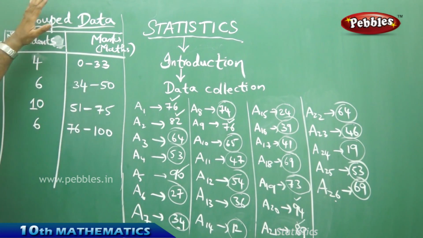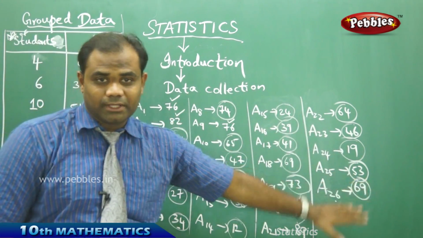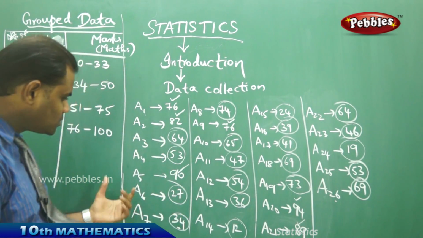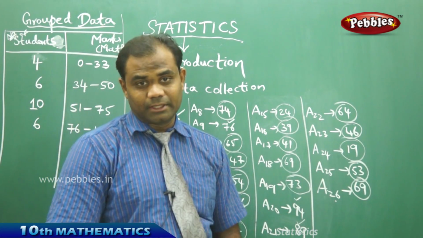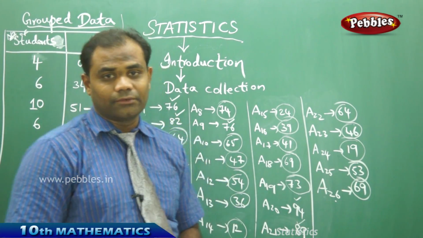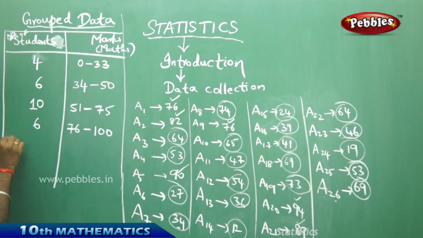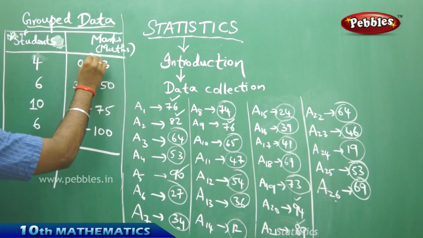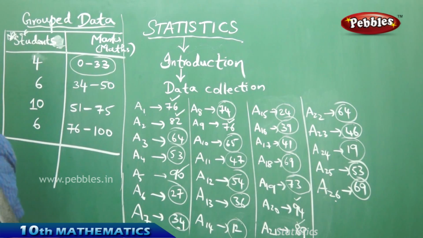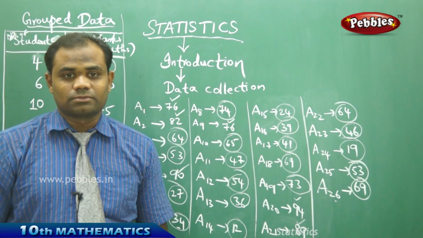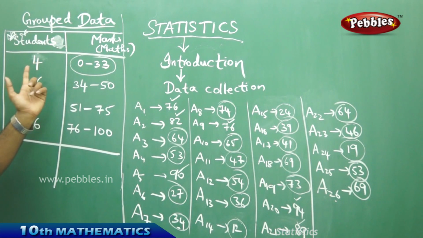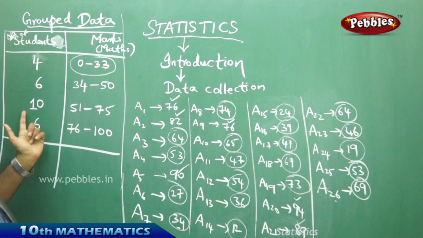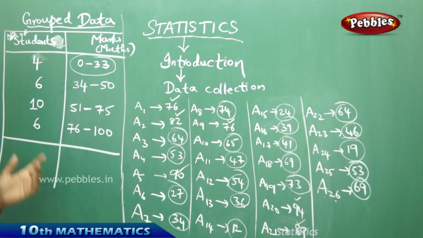So this table clearly gives us the picture of the entire data of 26 students, with their marks obtained in mathematics, for a maximum mark of 100. My grouped data gives me an analyzed picture. In the entire class of 26 students, the number who got marks between 0 and 33 is 4, between 34 and 50 is 6, 51 to 75 is 10, and 76 to 100 is 6.